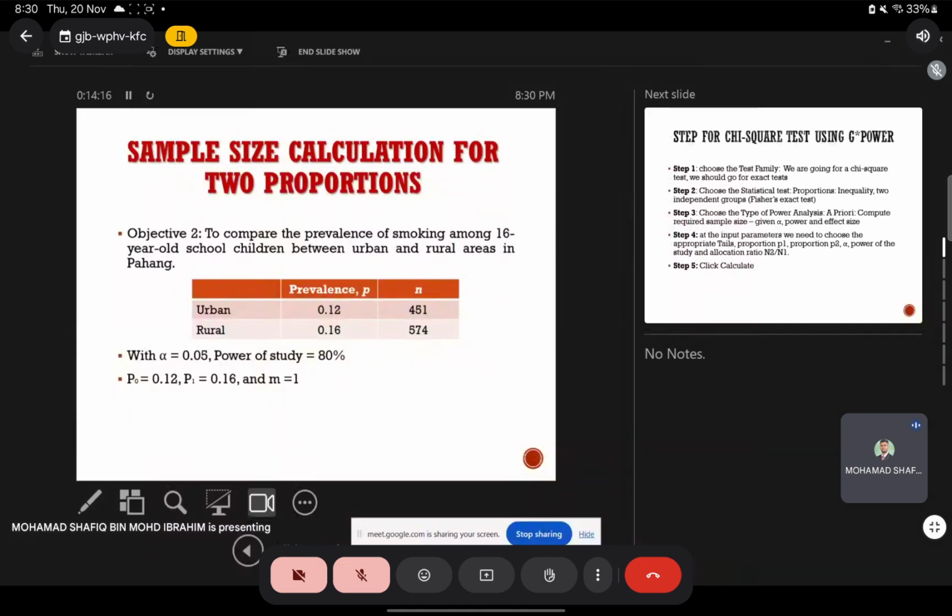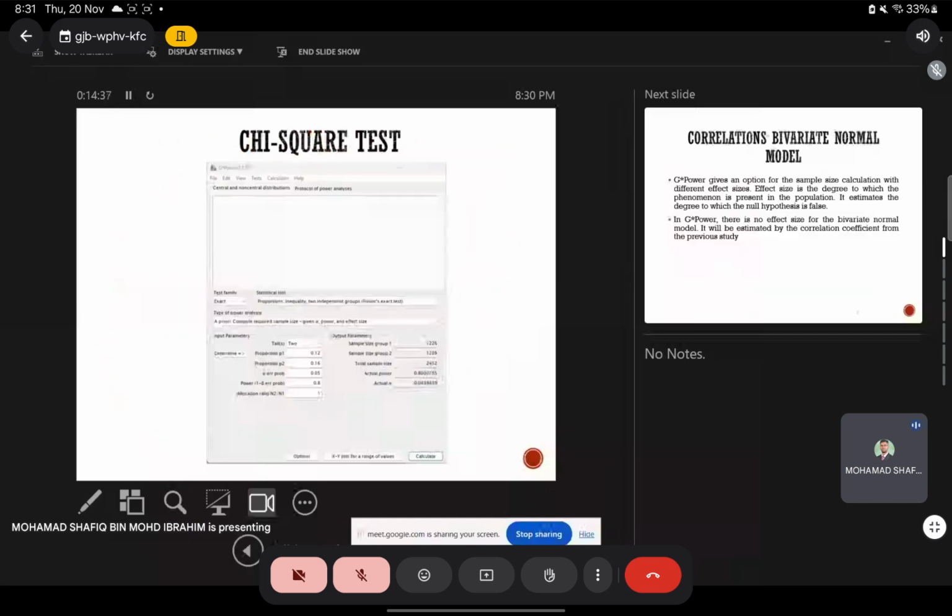So it is the same as the two proportions test previously that you used. You need to have the prevalence from the previous study. For example, here I want to compare the prevalence of smoking between urban and rural areas in Pahang. So I have the prevalence for urban 0.12 and for rural 0.16, with alpha 0.05 and power of study 0.8. So I need to enter all the values into G Power with two tails.